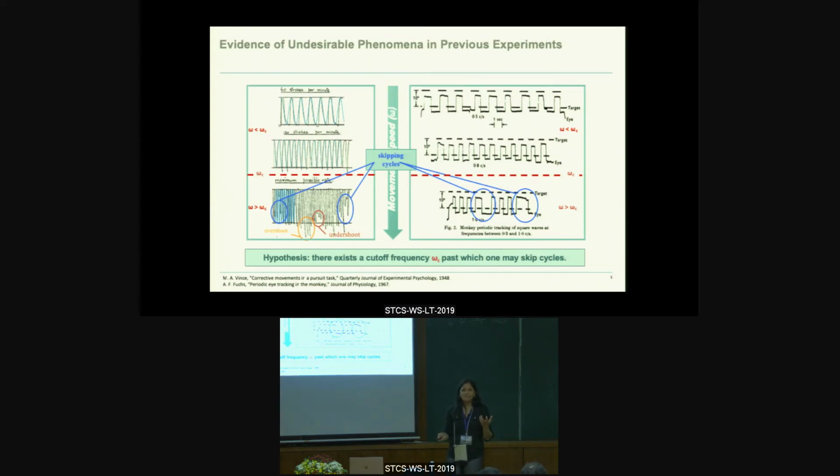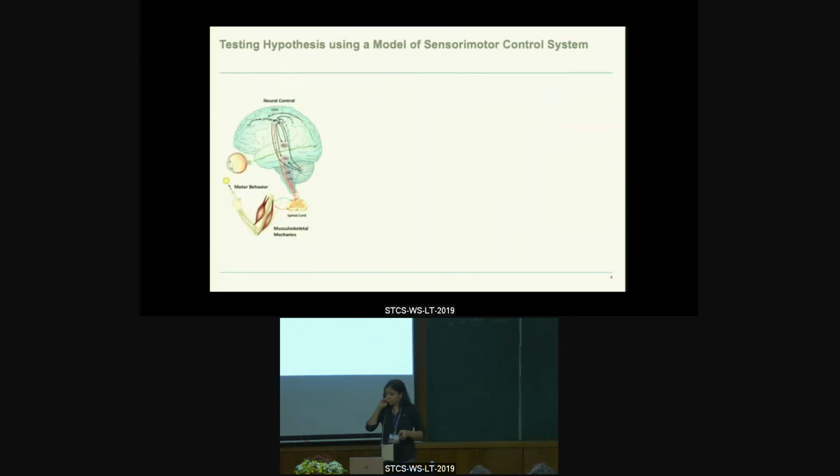You can think of this kind of like the bandwidth of a sensory motor control system, right? And we know that this bandwidth, this cutoff frequency, depends on your brain dynamics, neural dynamics, how quickly you can process signals, as well as your muscles. Yeah? And so what she set out to do is actually quantify omega C and write it down as a function of these two different components. So to test this hypothesis, we need a model of the sensory motor control system.